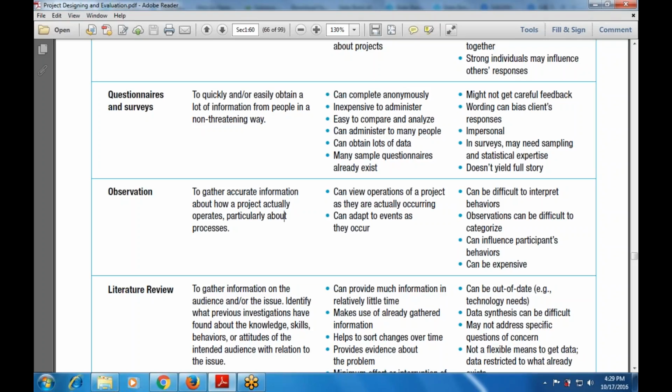Then, observation can be very expensive. It can be very expensive in any sense, with any criteria that is used for the observation.